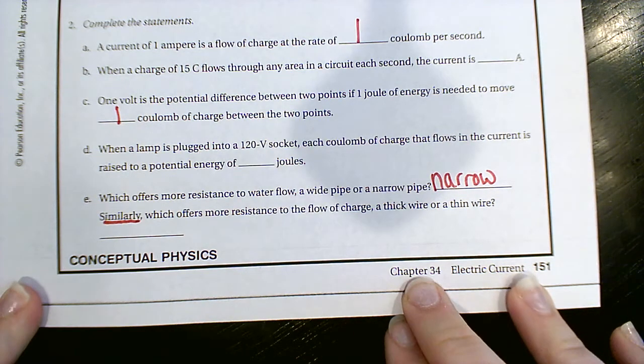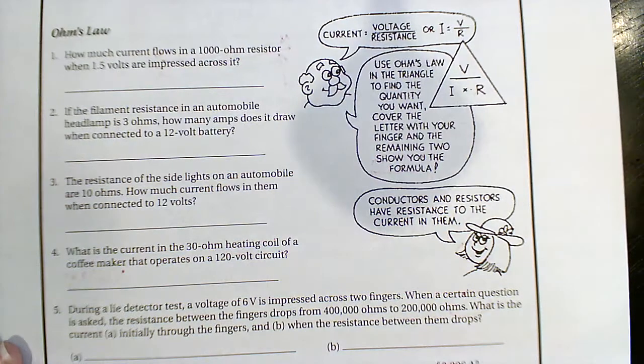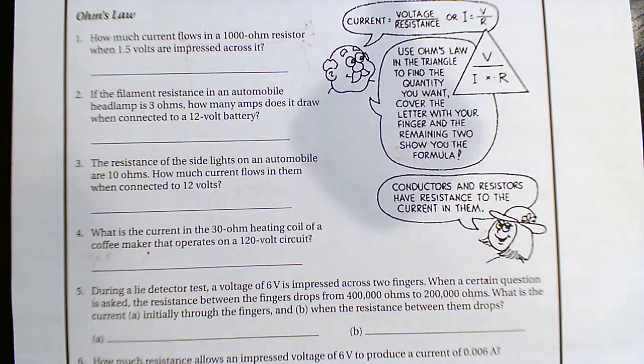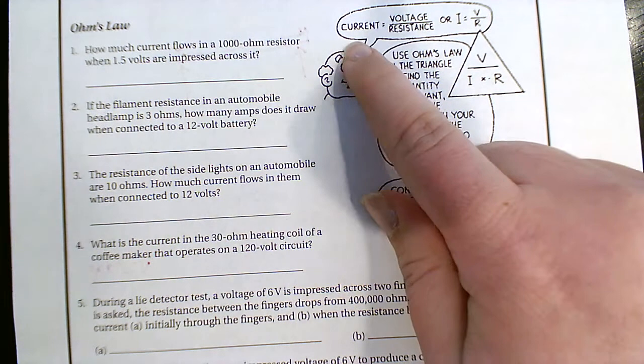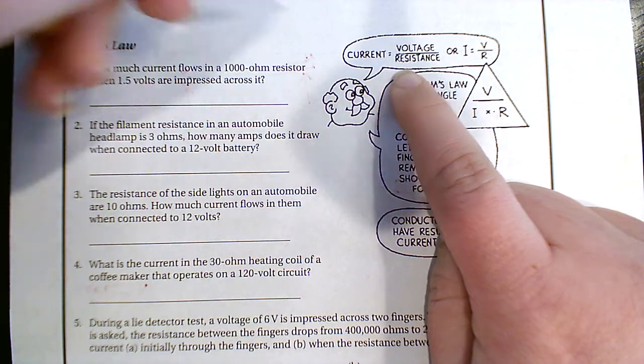Okay, there's your clue for the last blank on that one. All right, backside, we're using some math. So if you don't have your calculator, I would hope you would please pause it and go get your calculator. So here's our equation: current equals voltage divided by resistance.